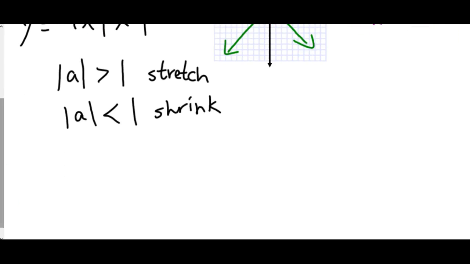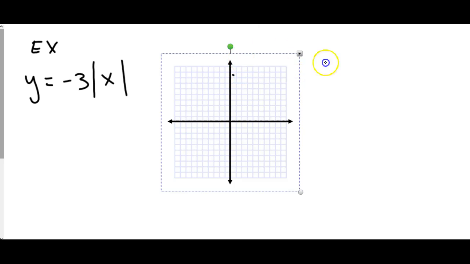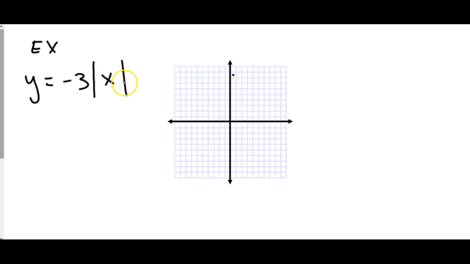So let's do an example. y equals negative 3 absolute value of x. We don't have any horizontal or vertical shifts. We're going to do a problem where we do it all together, but for now we're just looking at the number in front. So that means we still start in the center. It's still going to make a V shape, but I don't want to draw the rest of the V until I know what's going on with my number in front.